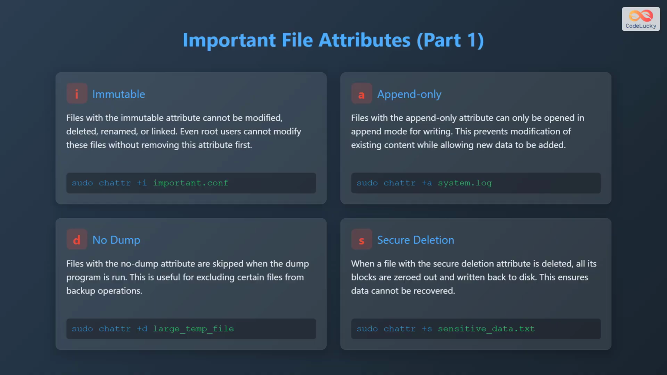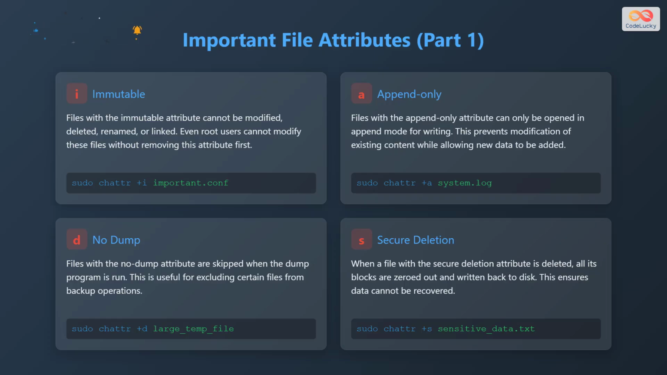Let's explore some important file attributes. First, we have the i attribute, which stands for immutable. Files with the immutable attribute cannot be modified, deleted, renamed, or linked. Even root users cannot modify these files without removing this attribute first. For example, to set the immutable attribute on a file named important.conf, use the command sudo chattr +i important.conf.